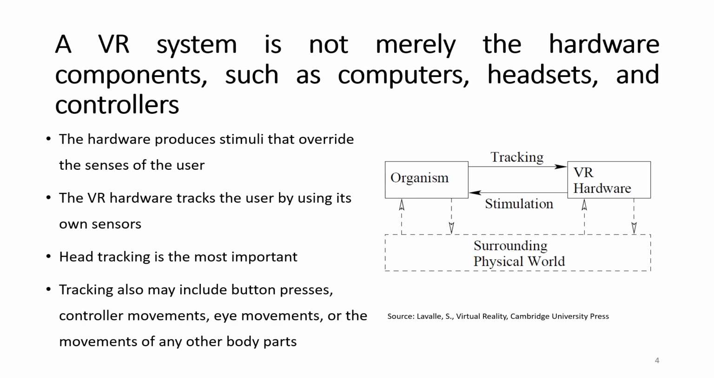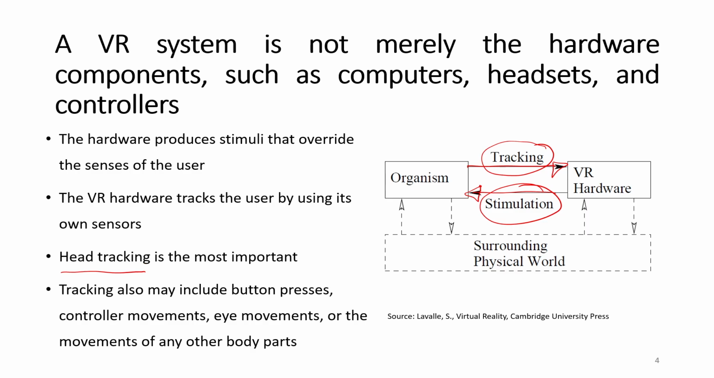So, a VR system is not merely the hardware components such as the head mounted display or computers or controllers, but it is also about the interaction that goes on in terms of tracking and the stimulation provided by the VR hardware. The hardware provides stimuli that override the senses of the user, and the VR hardware continuously tracks the user by using its own sensors. Of this, head tracking is the most important.